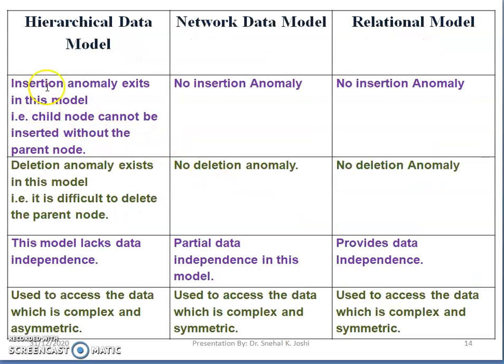Next, insertion anomaly exists in the hierarchical database model. That means a child node cannot be inserted without the parent node. Whereas in the network and relational models, no insertion anomaly exists. Similarly, deletion anomaly exists in the hierarchical data model. That means it is difficult to delete the parent node. You cannot remove the parent node. Whereas in the network data model and relational data model, no such deletion anomaly exists.